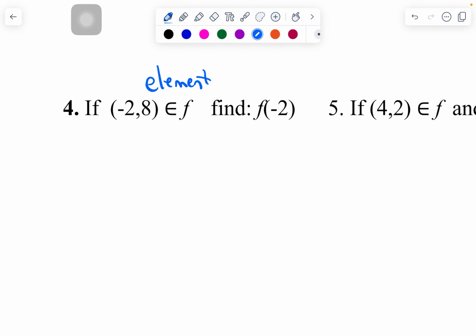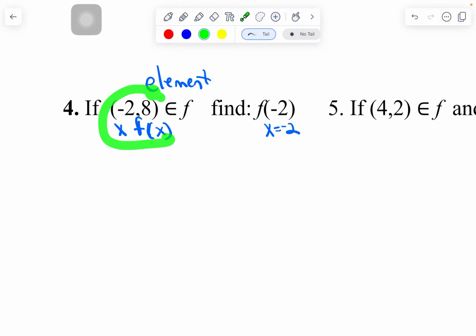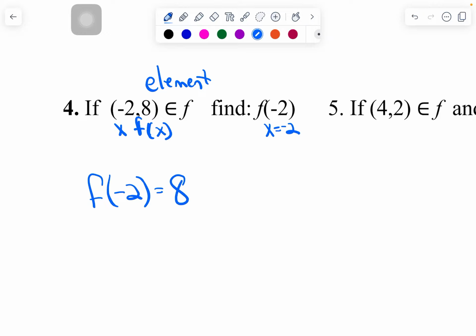So when we look at this notation, we're used to ordered pairs x, y, x, y, x, y. In function notation, a point is, in this case, x, f of x. So when x is equal to -2, the function is equal to 8. So where it says find f of -2, I am telling you this part right here, this is x equals -2. So that is, of course, referencing this point. So f of -2 equals the function value of 8.